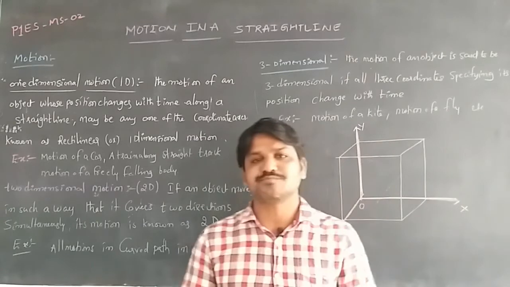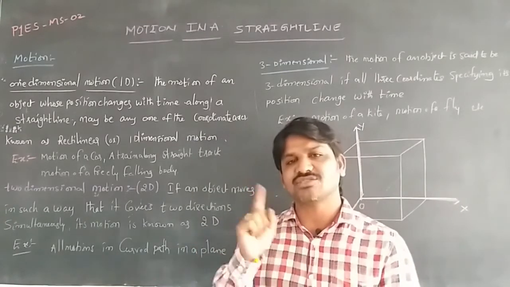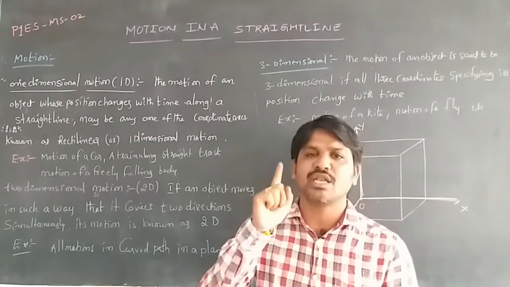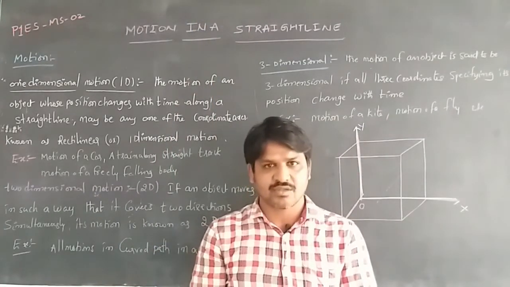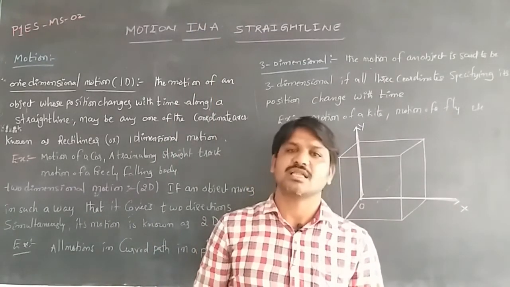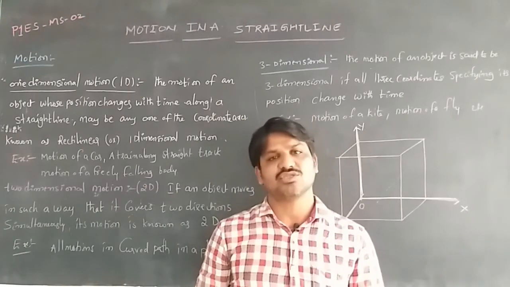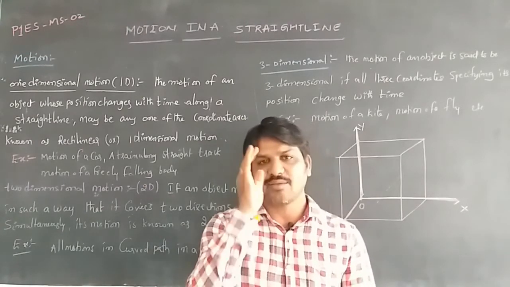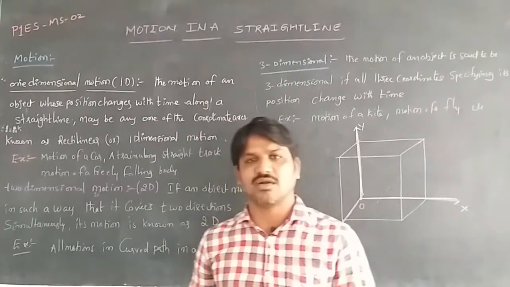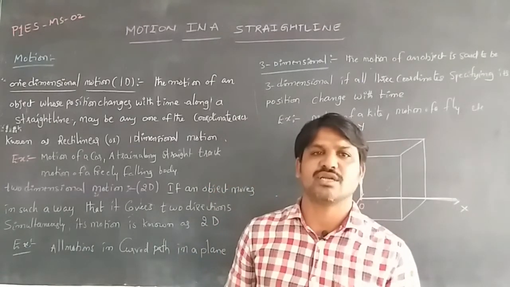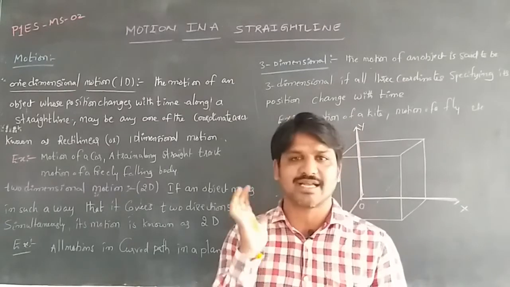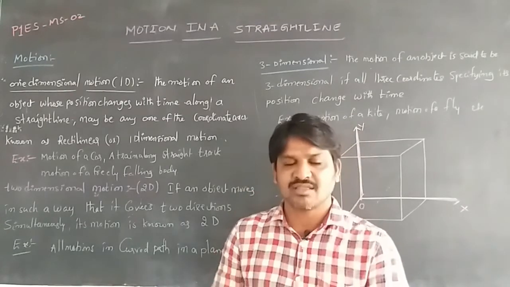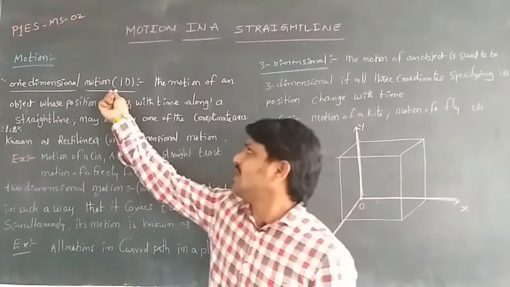When a body is moving along a straight line in any one coordinate axis, like a body freely falling from a certain height, that is also moving along a straight line. Any body moving along a straight line, along the x axis, the y axis, or the z axis, any one axis, is called rectilinear, and that is called a one-dimensional motion.